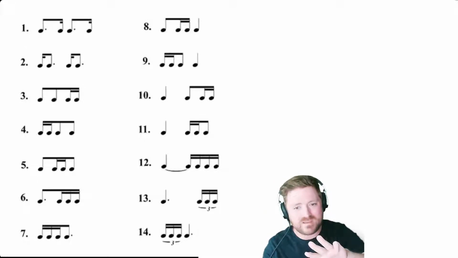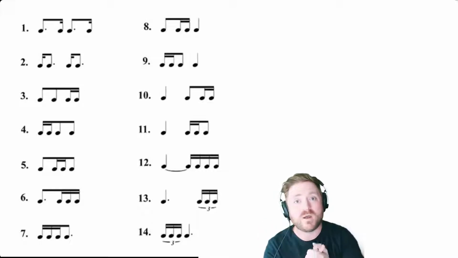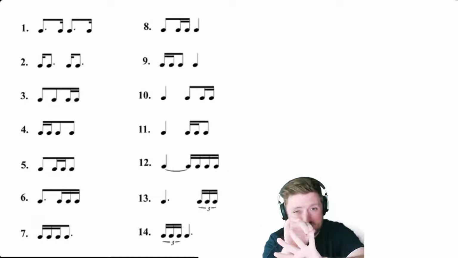Ignore the triplet thing at the end and just clap me the long note. Ready? 1, 2, 1 and 2. 1 and 2. 1 and 2. 1 and 2. Okay? Now, let's look at the last little bit, okay?